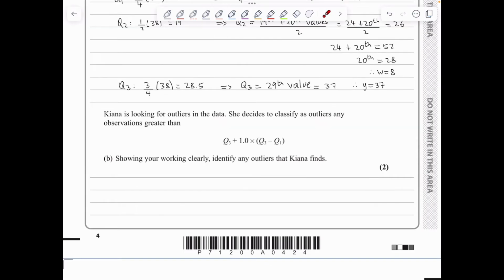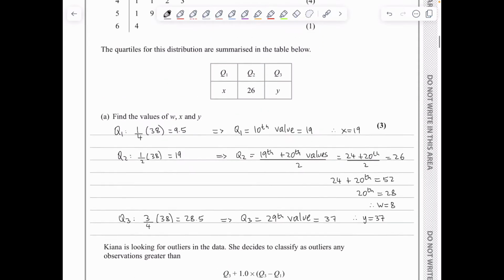In part B, we are provided with the rule of determining any outliers, and we need to show our workings clearly to identify any outliers that Kiana finds. Well, let me start by evaluating the upper limit. So Q3 is 37 plus 1 times the interquartile range, which is 37 minus 19. This gives an answer of 55, so anything beyond 55 will be classified as an outlier.